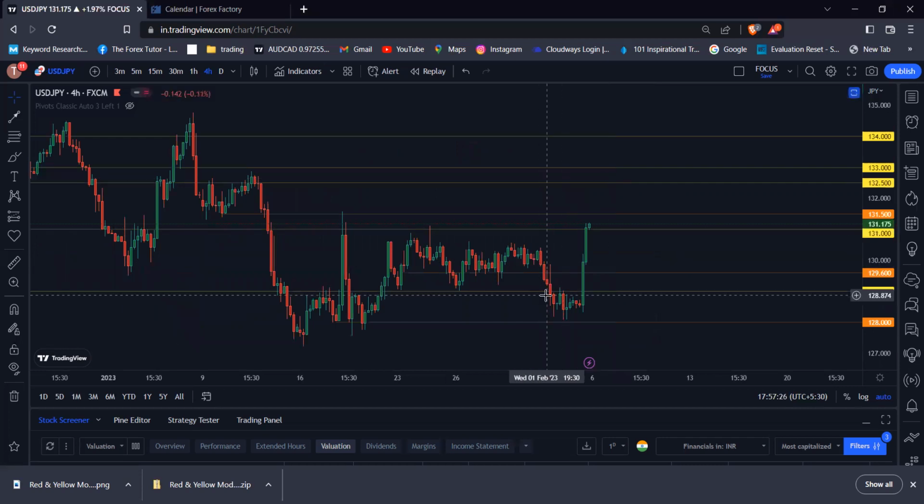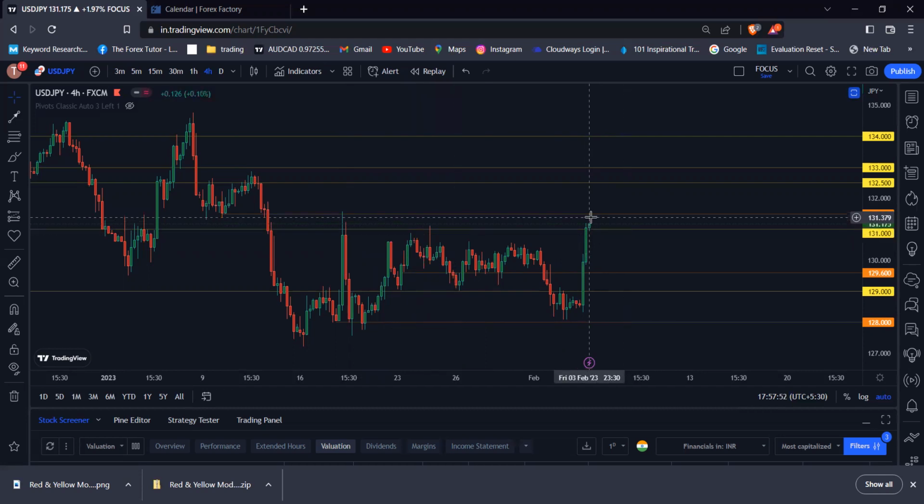If you look at the USD Yen right now, it is a very messy situation. After reaching the 128.00 psychological number, USD Yen bounced back and is moving towards the 131.00 psychological number. If you look at the region right now, the 131.500 region is the crucial region.